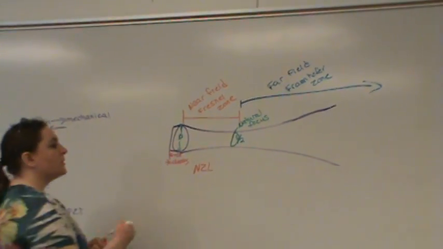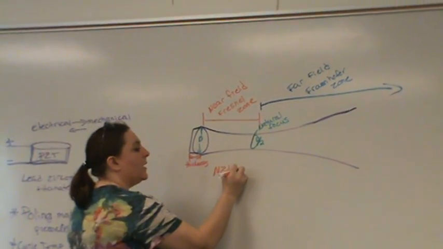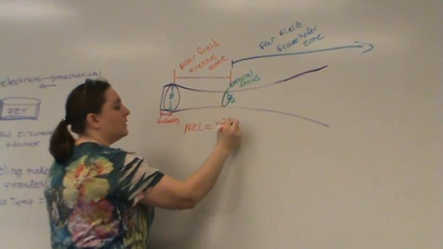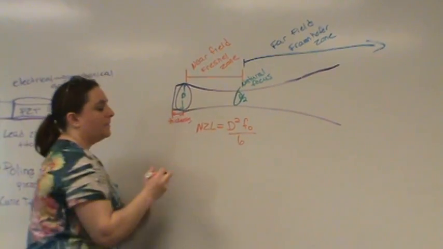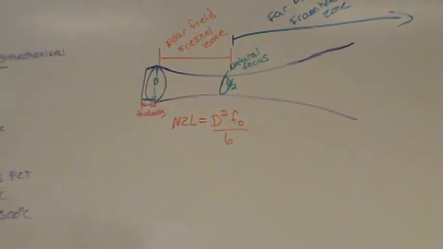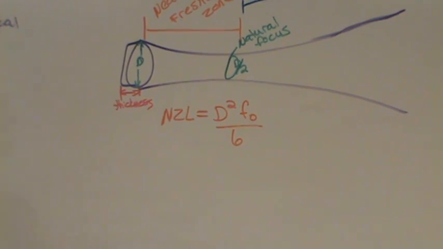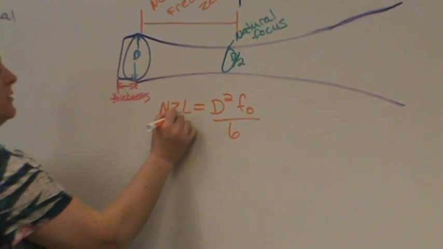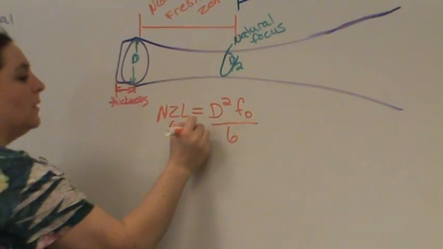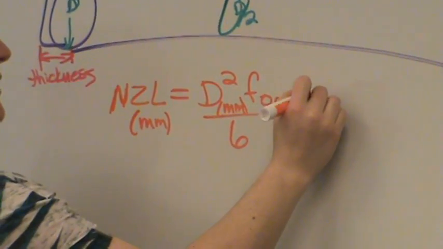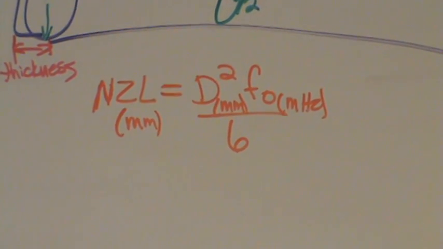Let's talk about near zone length a little bit more. So we have this near zone length right here, and we have a way to calculate that. And it's the diameter of the crystal squared times the operating frequency of the crystal divided by 6. Remember that this is specific to certain units. And the reason it's specific to certain units is that we did some substitution.